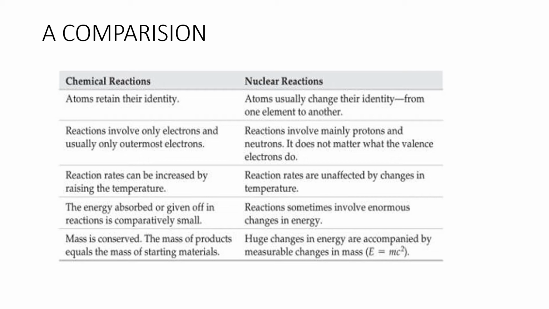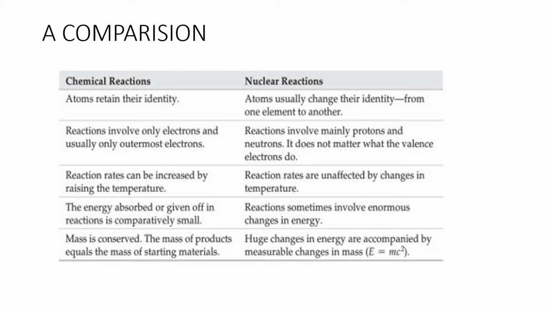But in a nuclear reaction, in most cases, the identity of the atom or the element changes. So one element is going to become another element. Second, which I already mentioned, is that only electrons are involved, that is the valence or the outermost electrons in most cases. Whereas here, extranuclear electrons are not at all involved, only protons and neutrons are involved.